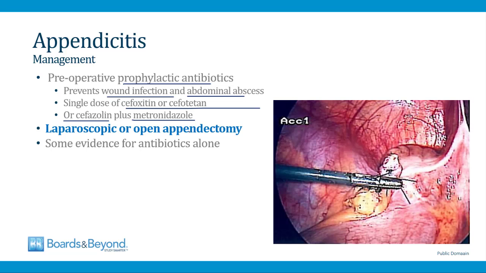Beyond antibiotics, the treatment is usually with appendectomy to surgically remove the inflamed appendix. This can be done as an open procedure or with a laparoscope, and this is a picture of a laparoscopic appendectomy on the screen here. The surgeon is using a tool to pull out the inflamed appendix. You should also be aware that there is some evidence that antibiotics alone can resolve some cases of appendicitis. Which patients should be treated with antibiotics alone versus which should go for surgery is still a matter of debate.